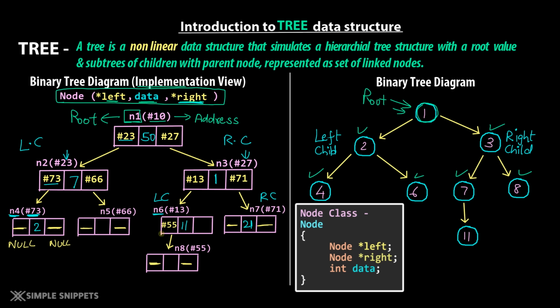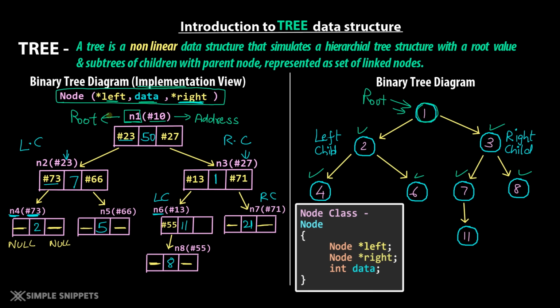N6 has only a left child, which is N8. Let's say it has the value of 8, and it is at the address #55. Hence 55 is stored in the left pointer of N6, which is the parent of N8. And N5 has left and right as blank. Let's say it has the value of 5. Okay. Alright, so this is how the implementation view would look when you actually create the nodes.